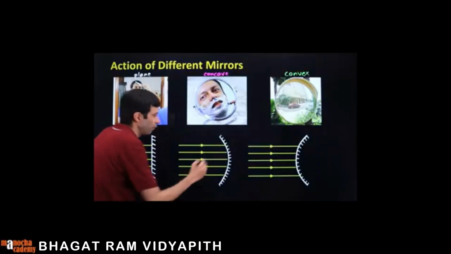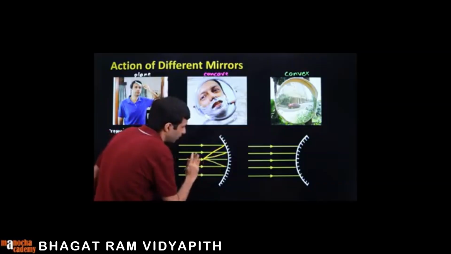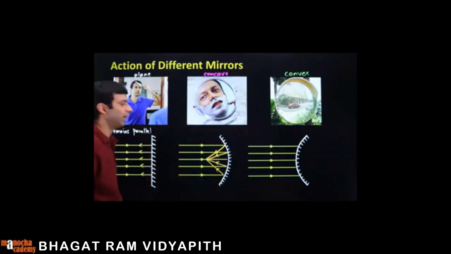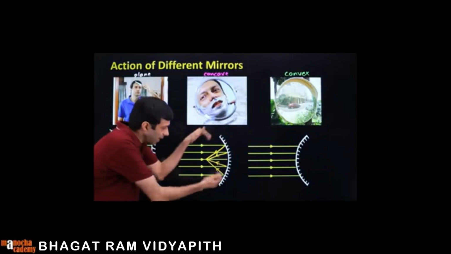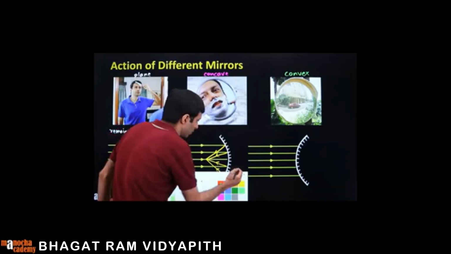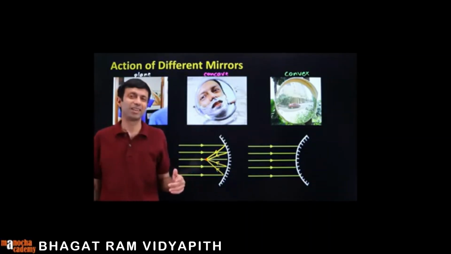These rays will finally meet at a point. So you can see that they will converge to this point. So what this spherical mirror, the concave mirror, does is it takes the parallel beam of light and converges it to a single point. What is this point known as? You guys might know about it.